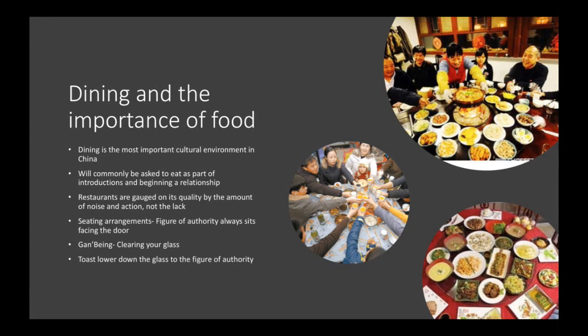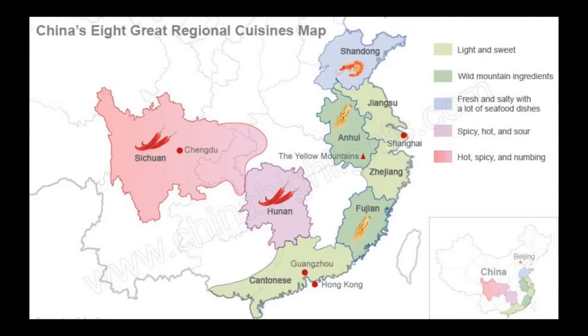And when you're toasting, when you're ganbeiing and clearing your glass, remember to toast lower down on a figure of authority. It can almost be quite amusing sometimes seeing a huge group of people trying to get as low as they possibly can to each other's glasses and almost fighting over who is more deferent to the other person, who is showing more face to the other person.